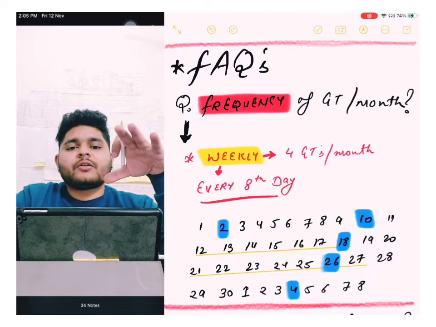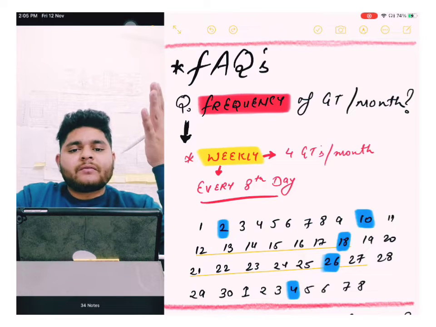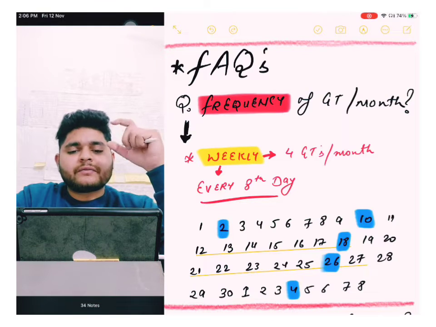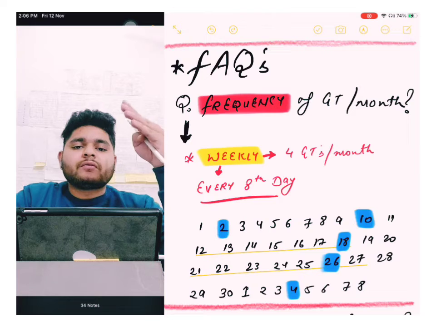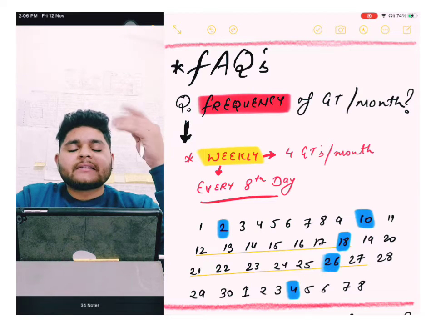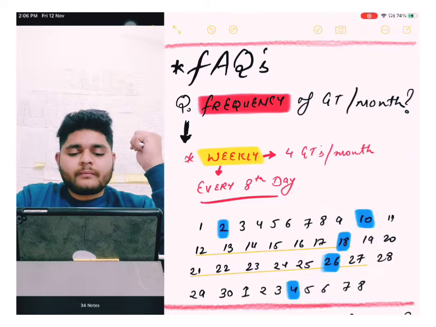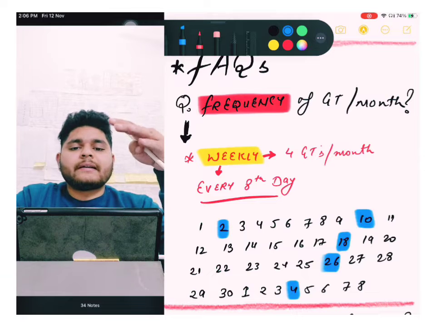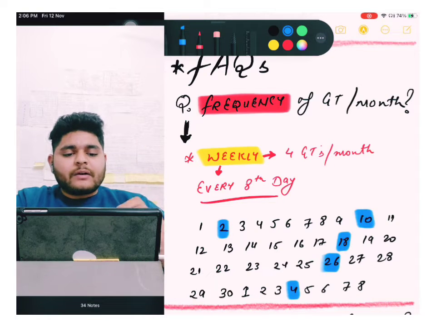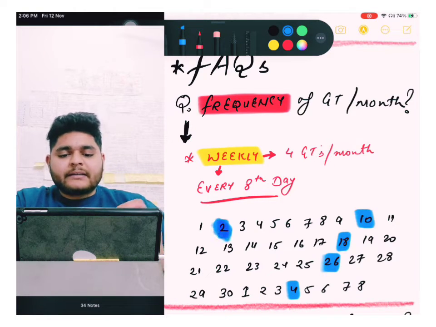Okay, if you are starting your preparation, you can give a grand test twice a month, that is like every 15th day. But if you have done your video lectures and now you are revising, I prefer you should give at least 4 grand tests per month. So if you have to plan when to give a grand test, go like this.